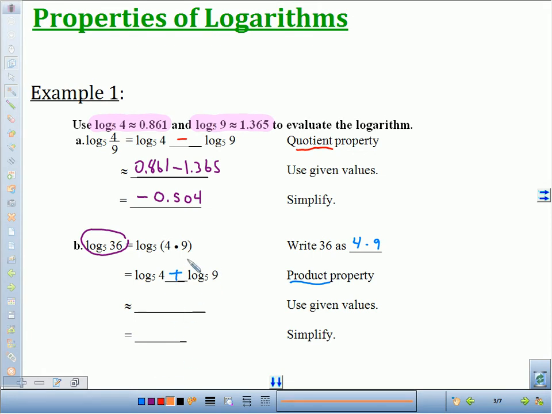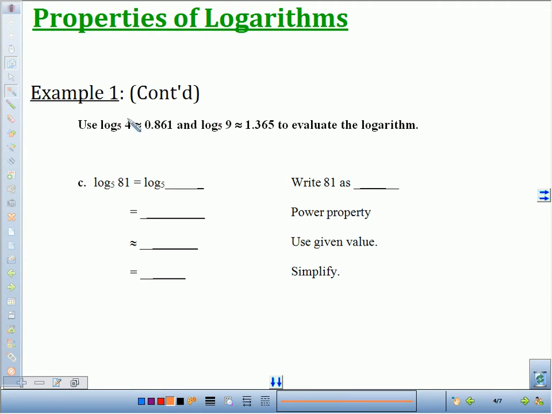And of course, I can use my given values just like I did before, 0.861 plus 1.365. And again, I can add these together in any calculator and get 2.226. And that is my answer.